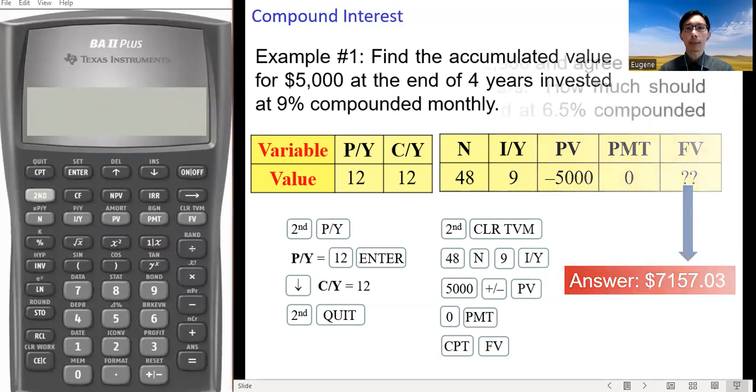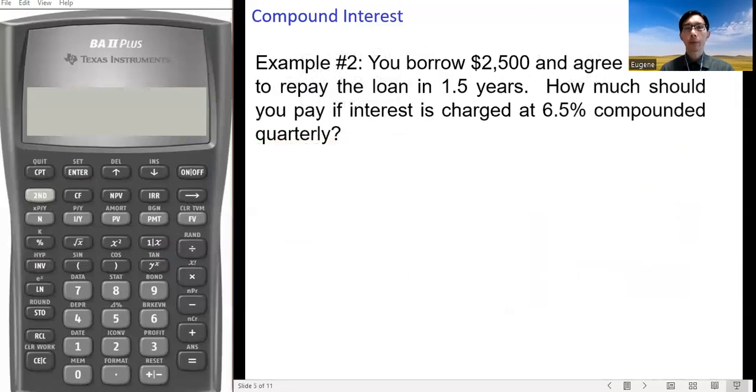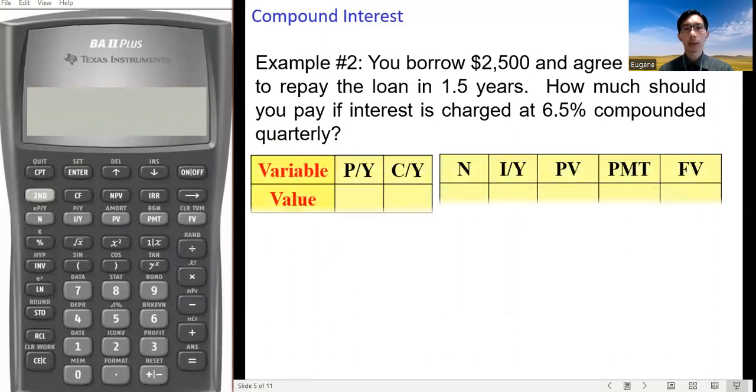Let's take a look at the next example. You borrow $2,500 and agree to repay the loan in 1.5 years. How much should you pay if interest is charged at 6.5% compounded quarterly? The frequencies, PY and CY. The interest rate is compounded quarterly, so PY and CY equal 4.